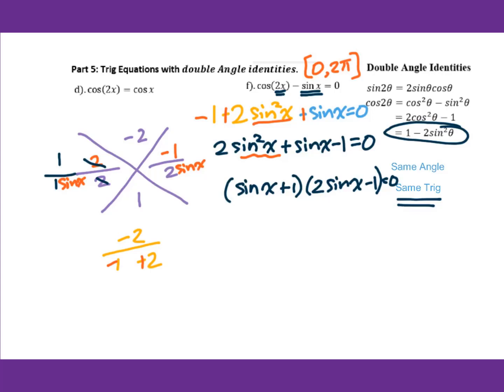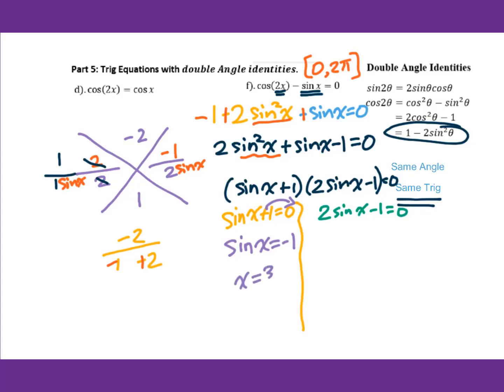So we will set up sin x plus 1 equal to 0, or 2 sin x minus 1 equal to 0. For both linear patterns, we isolate, and we got sin x equal negative 1. This is a minimum value. So x equals 3 pi over 2.